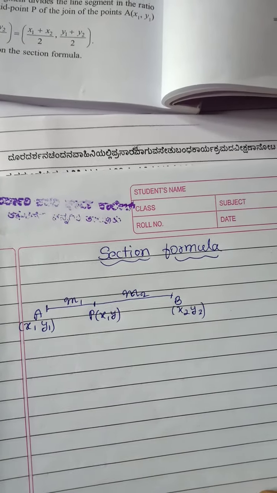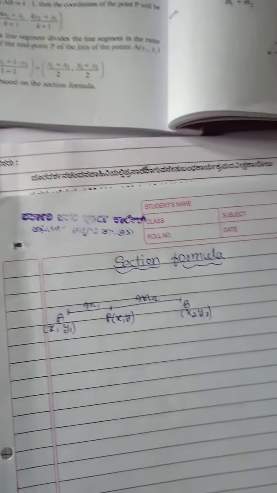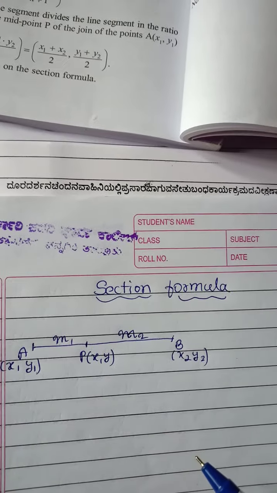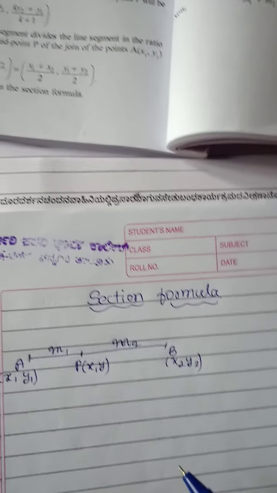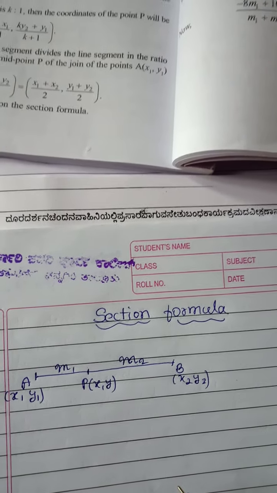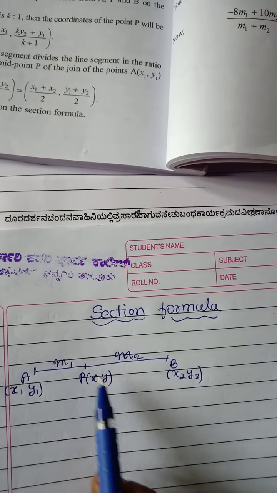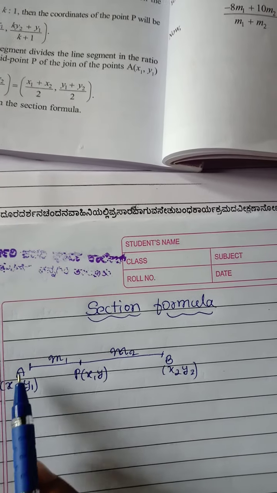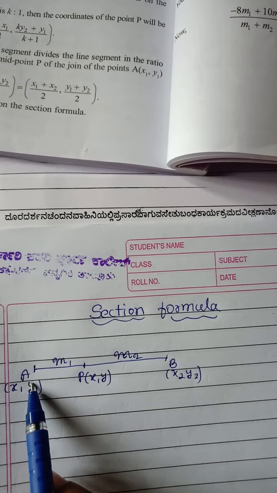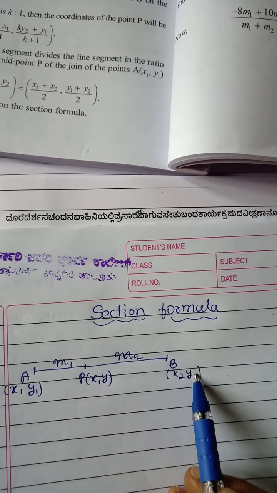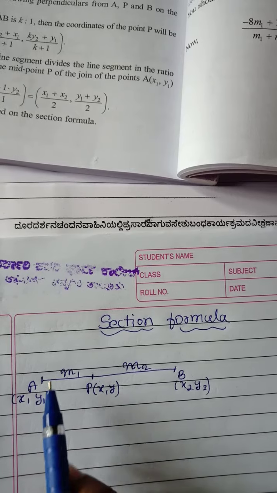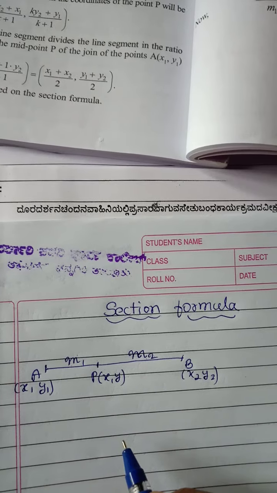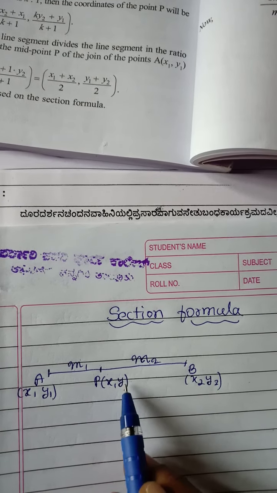Good morning, dear students. In today's class, we will discuss the section formula. That means, in Kannada, Bhagasha Pramana Sutra. The section formula gives the coordinates of the point P(x, y), which divides the line segment joining the points A(x1, y1) and B(x2, y2) internally in the ratio m1 is to m2. That means here we have to find the coordinates of P(x, y).